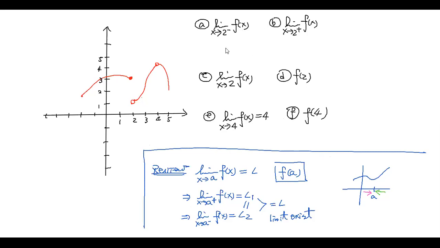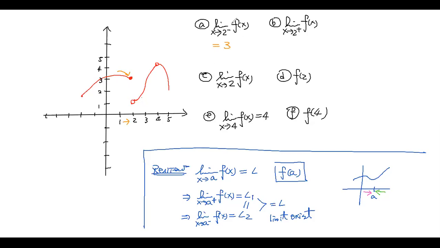The first one is x approaching 2 from the negative side. That means I'm approaching 2 from where? From the left-hand side, right? So when you approach 2 from the left-hand side, what is your function going to go to? It continues and continues here, right? So your limit is equal to what? It's equal to 3, all right?